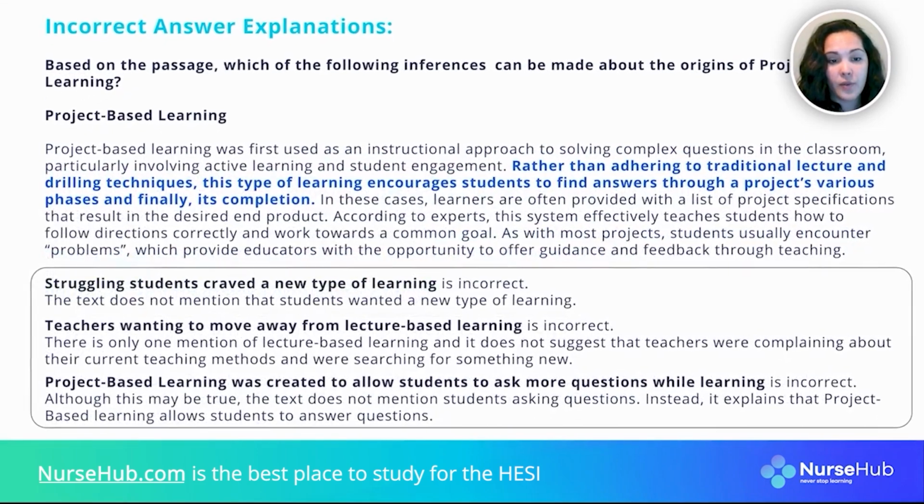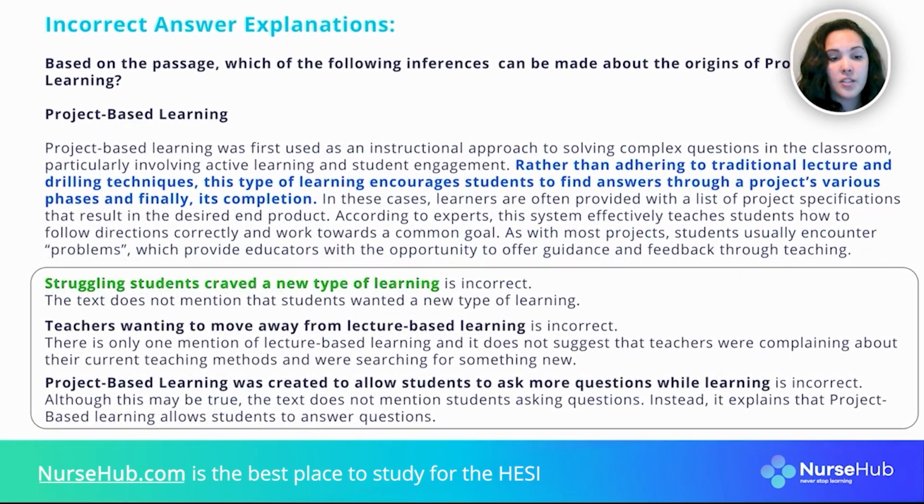All right, here's our first incorrect answer. Struggling students craved a new type of learning. The text doesn't mention anything about students specifically wanting a new type of learning, so this answer is incorrect. There's no evidence to support it. Teachers wanting to move away from lecture-based learning is also incorrect. There's only one mention of lecture-based learning, and it doesn't suggest that teachers were complaining about it or that they were searching for something new.